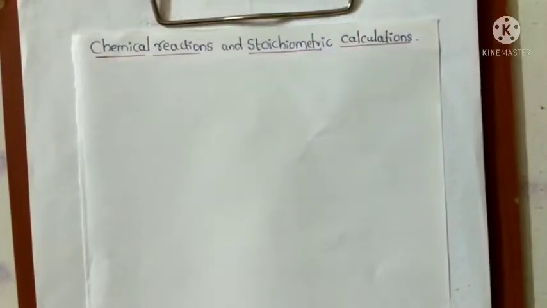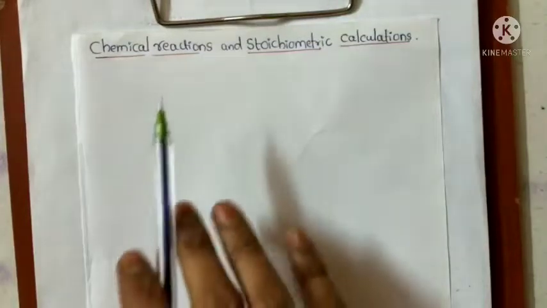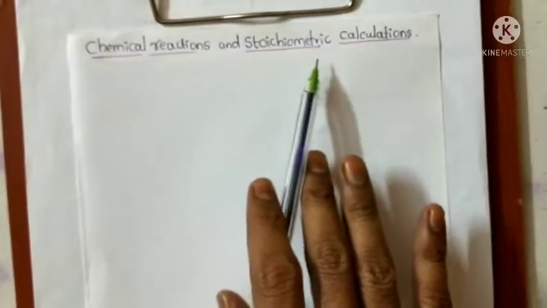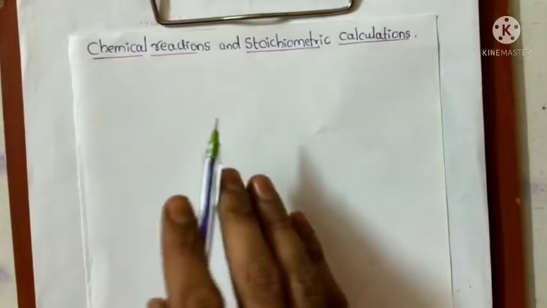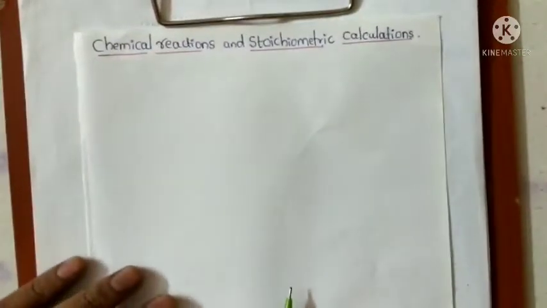Good morning, students. In the previous class we learned how to calculate the composition percentage, and how to calculate the molecular formula as well as the empirical formula. Now we will discuss chemical reactions and stoichiometric calculations. Today our topic is stoichiometry.